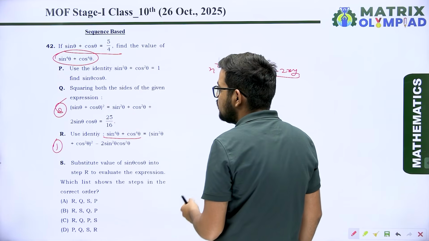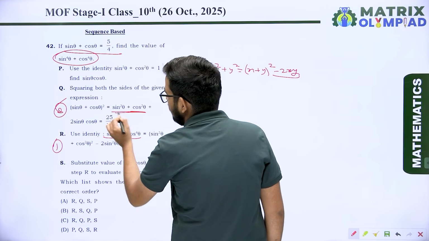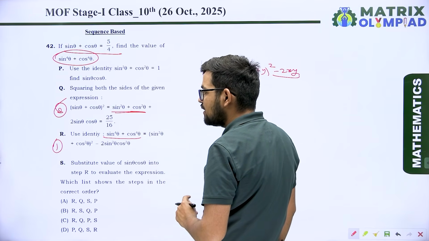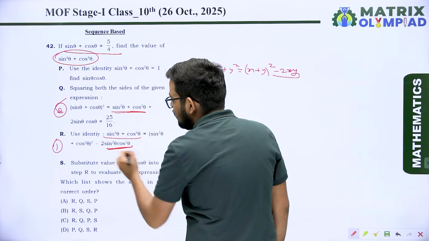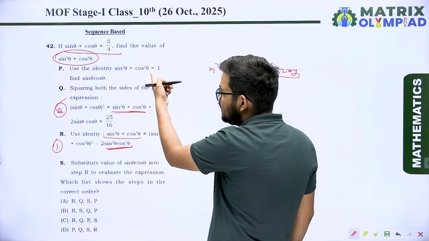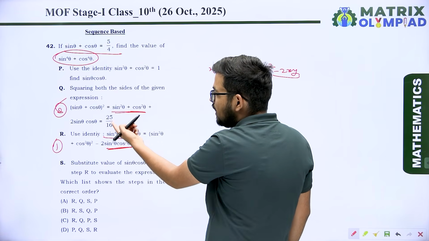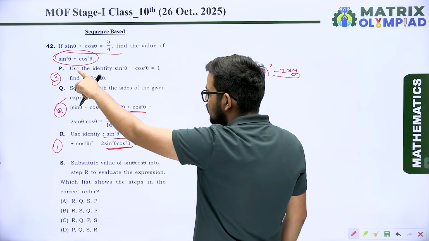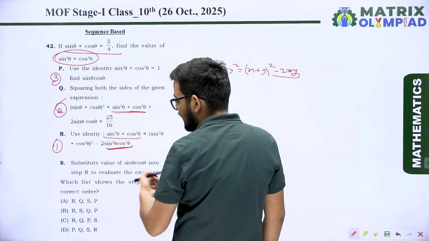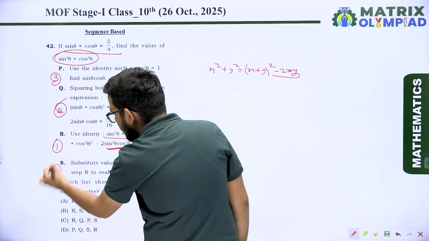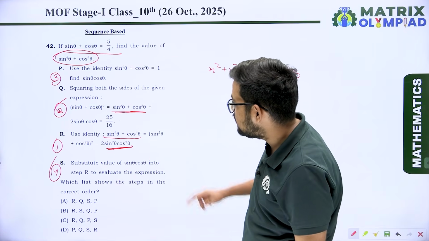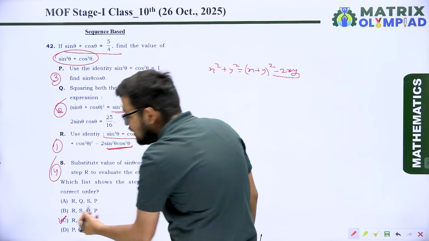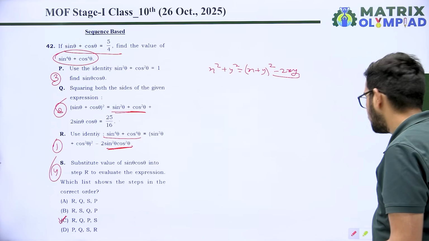Now you will use the identity here and you will get the value of 2 sin theta cos theta for putting here. So use the identity and find sin theta cos theta in this one. So this one is the third step. After substituting the value in R, you will get the solution. So this one is the fourth step. So our correct order is RQPS. Option C will be the correct answer.